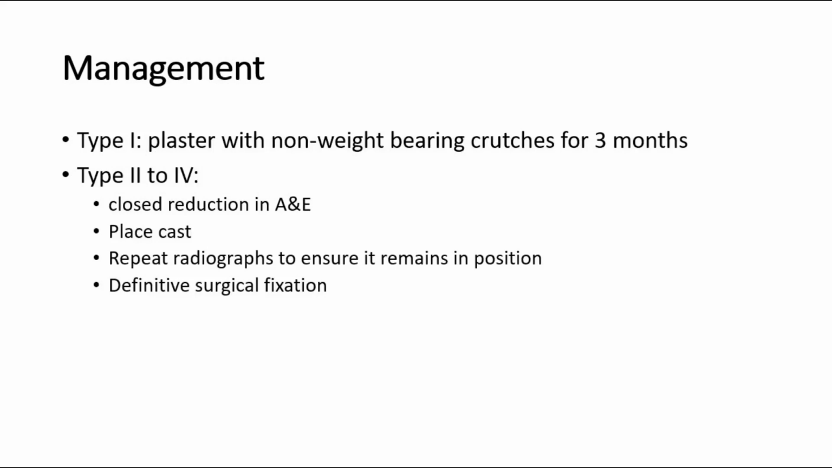Type 1 fractures can be treated conservatively in a plaster with non-weight-bearing crutches for approximately 3 months. Type 2 to 4 fractures should be attempted with closed reduction in emergency department. After reduction, place a cast, and repeat radiographs to ensure it remains in position. Definitive surgical fixation is required on the next available list.